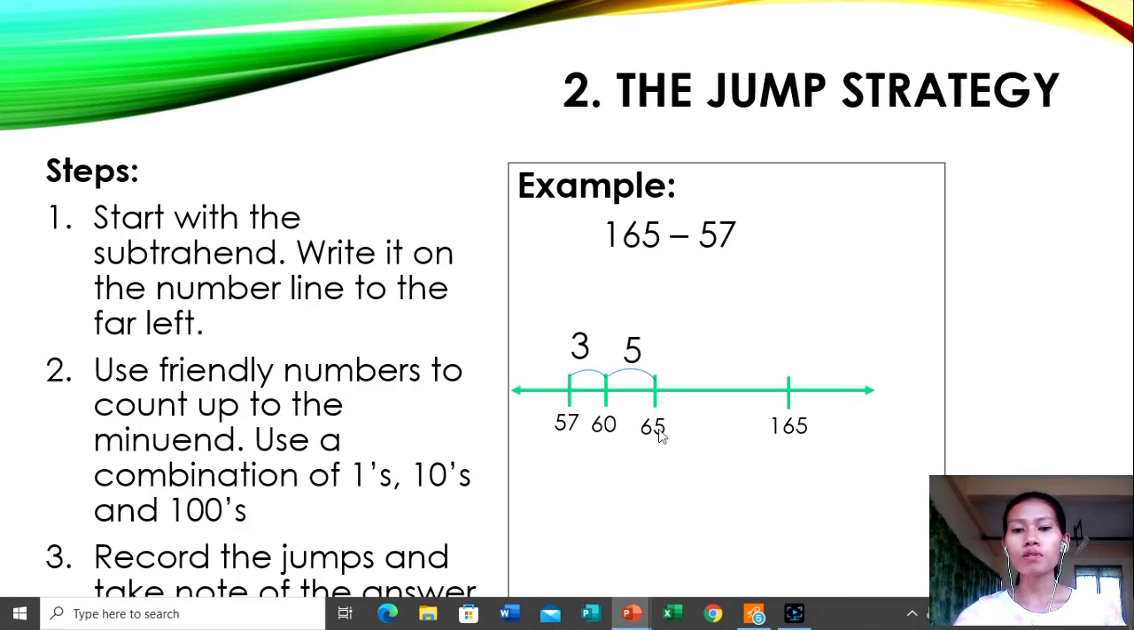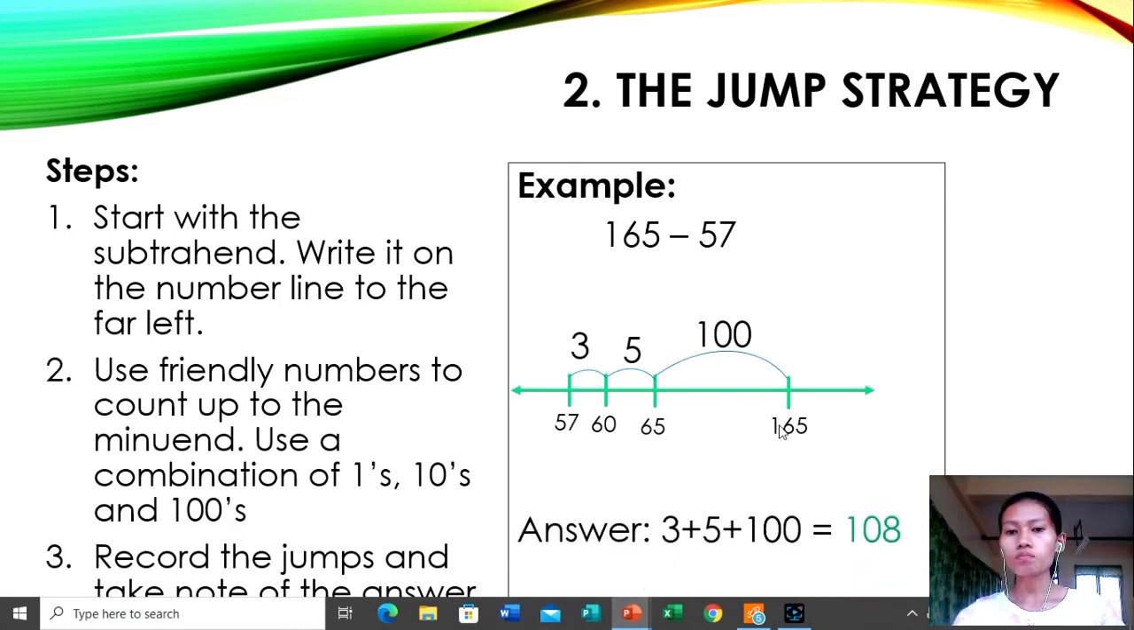And then, from 65, mag-jump ulit tayo papunta na dun sa minuend na 165, which is our destination. So, from 65, ilang beses tayo mag-jump papunta sa 165? Mag-jump po tayo ng 100 times. And then, kapag nakarating na tayo dun sa number ng minuend, or yung ating destination, ang minuend, 165, ikakanta po natin yung number of times na nag-jump tayo. So, add natin, 3 plus 5 plus 100 is equals to 108. So, yun na po yung difference ng 165 minus 57 using the jump strategy.